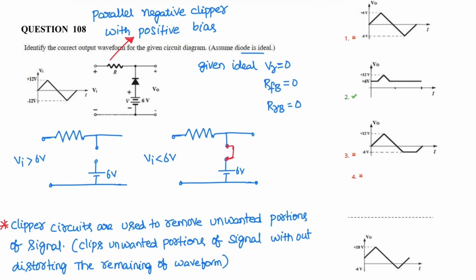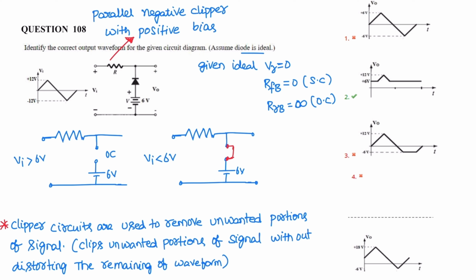Given the diode is ideal, the cut-in voltage V gamma is 0, the forward resistance offered by the diode is 0, and the reverse bias resistance offered by the diode is infinity. In forward bias it is a short circuit, in reverse bias it is an open circuit. So for Vi greater than 6 volts, the diode is reverse biased, which means open circuit. Open circuit means infinite resistance, so that is the entire output.